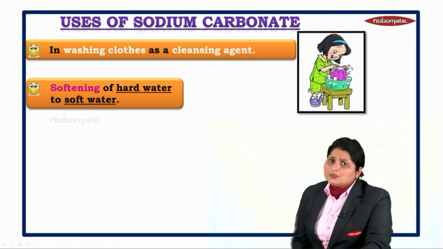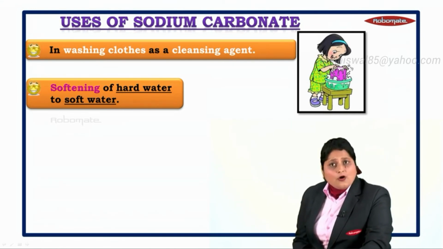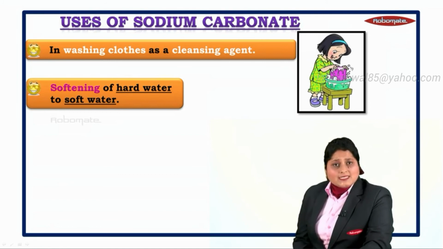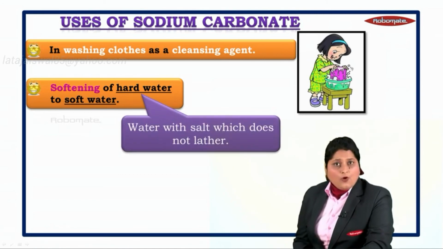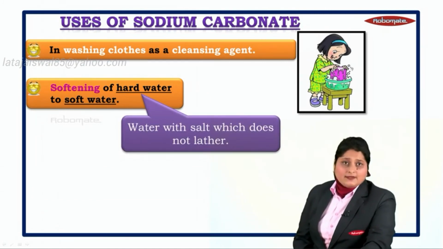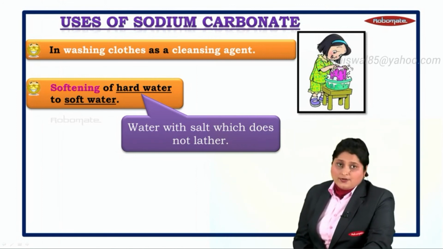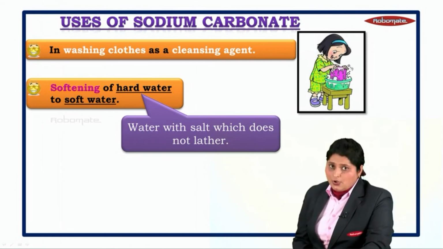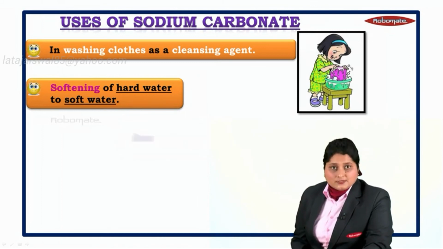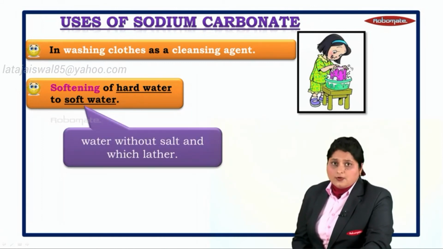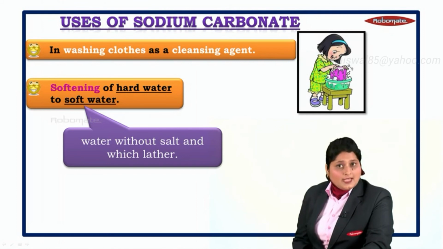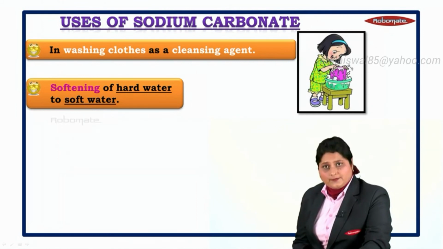The second use, it is used in softening of hard water. When I say hard water, what is that? Water which has salt in it and does not lather. That water is called hard water. So to make that hard water soft, we use sodium carbonate. Water without salt which lathers is called soft water.